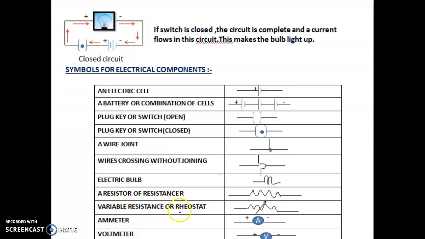Variable resistance or rheostat. That is, if it has so many resistances connected, we call that a rheostat. So this is the symbol for this. Next one is ammeter, that we have studied already. This is the symbol for the ammeter. Voltmeter. This is the symbol for the voltmeter.